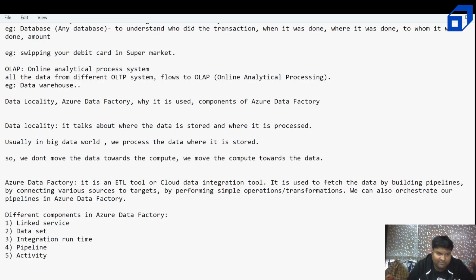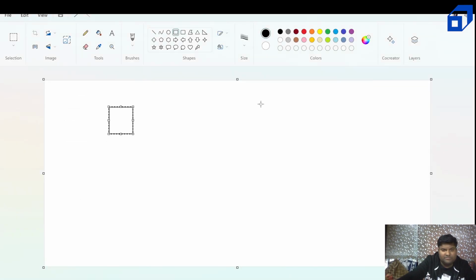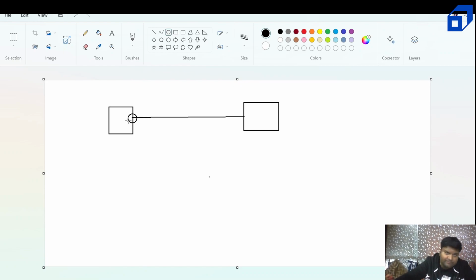Linked service is a kind of a connector. Okay, it helps us to connect the pipeline to a source. Similarly, it will help us to connect the pipeline to a target. For example, let me take a diagram. This is my source, this is my target. Okay, I am building a pipeline to fetch the data from source to target. This is the pipeline, right? Now, this is a linked service. Basically, it's a form which you will fill to derive a connection between the source and the pipeline.